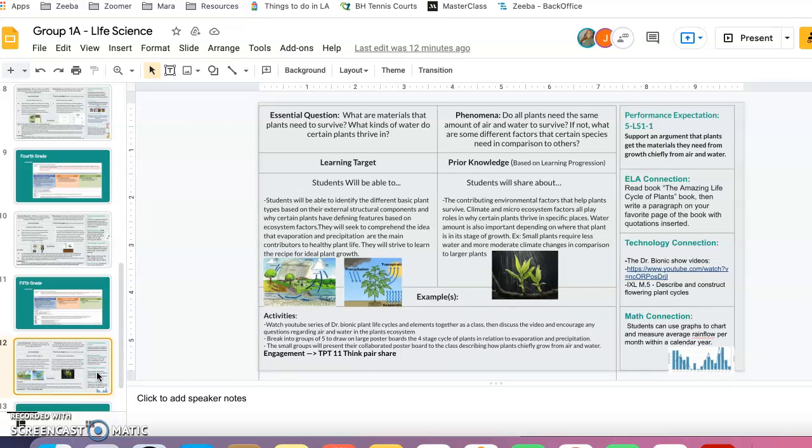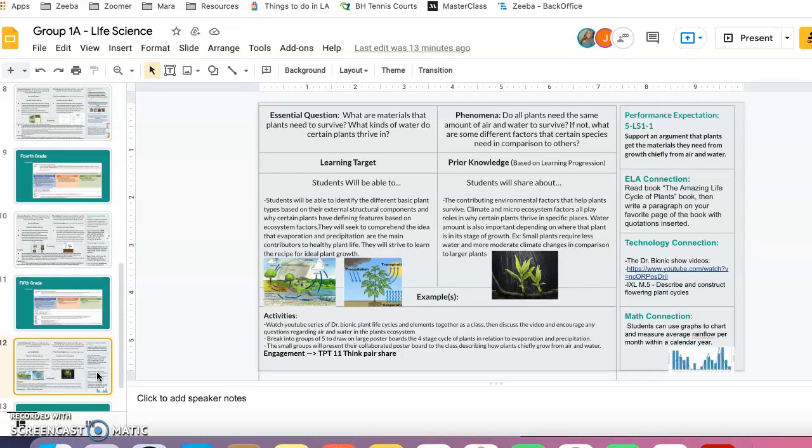They're going to be striving to learn the recipe for ideal plant growth as well, right, based on ecosystem, where that plant lives, how much water or air that plant is going to need, based also on the sun exposure as well. Plants with more sun exposure, for example, need more water.